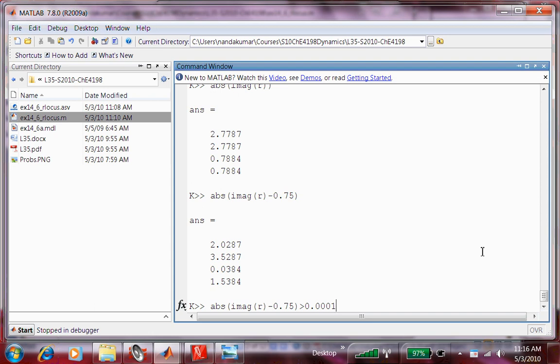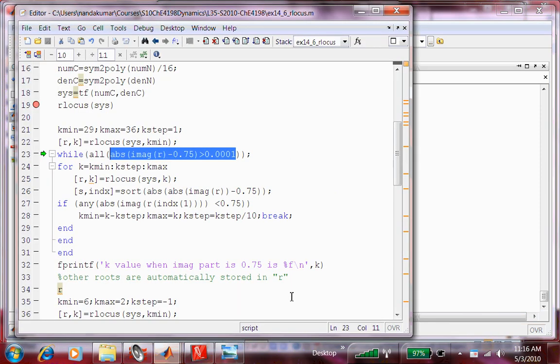True, false, because now I'm doing a greater-than comparison. Okay, that means I'm doing a logical comparison. So it's going to be true or false. So it's saying all of them are true. That means all of them are greater than 0.0001 away from 0.75. They're all too far. Okay? That means I need to keep continuing. Okay? So that is the logic in that statement.